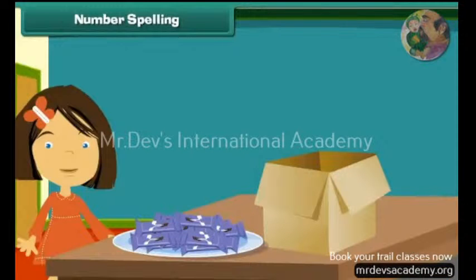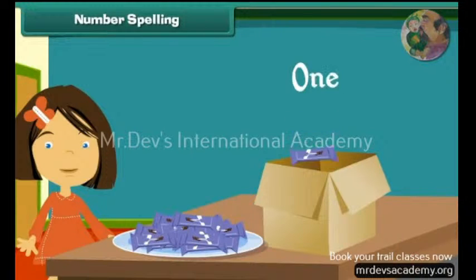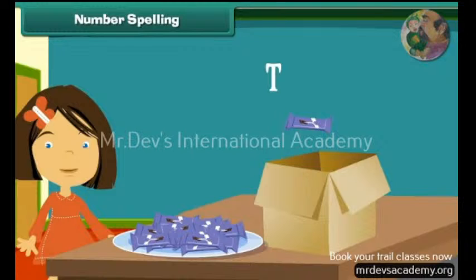Number spelling. Let us now learn to spell numbers. Here are some chocolates. Let us count and store them in a box. Here is the first. It goes into the box. O-N-E, 1. Here is the second. It also goes into the box. T-W-O, 2.